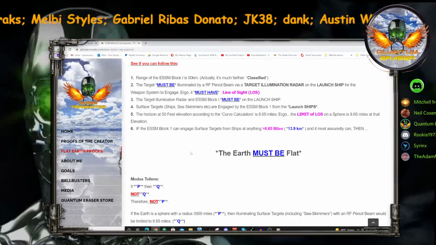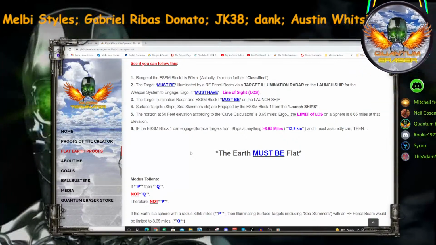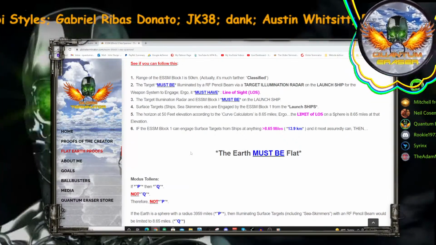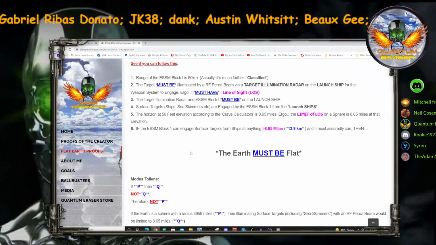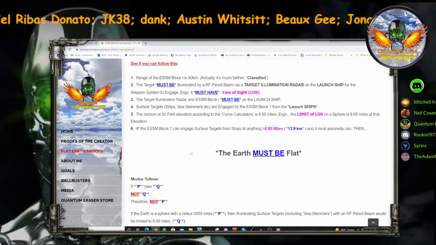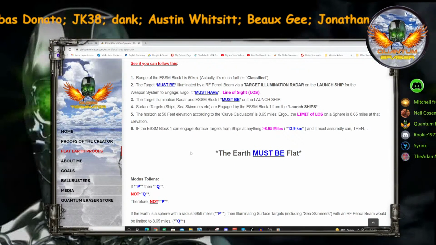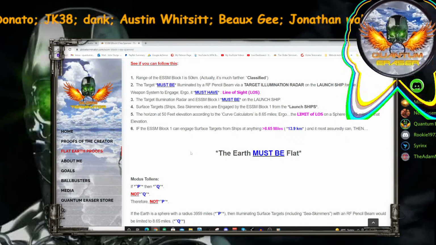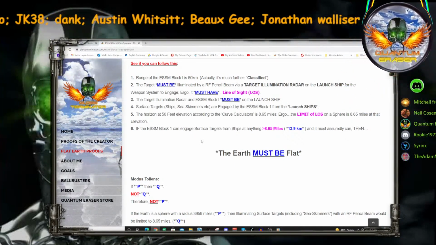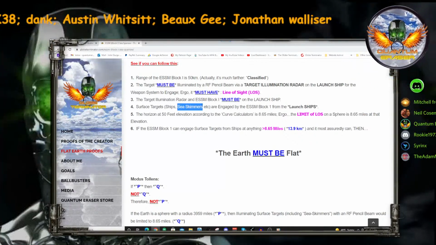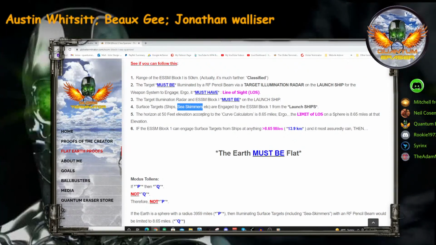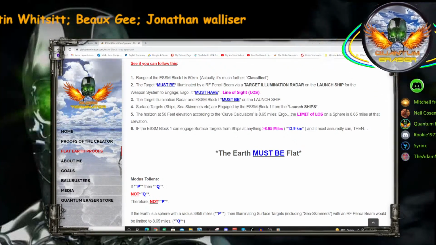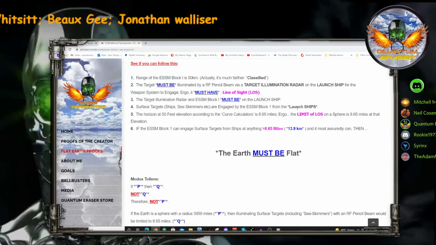The target illumination radar and the Evolved Sea Sparrow missile Block 1 must be on the same launch ship. Must be. That's for the Block 1. Not the Block 2, but the Block 1. I'm going to show you that here in a few seconds. Surface targets, ships, and sea skimmers. See this guy right here. This is the big one. This is what its main mission is, to defeat sea skimmers. Targets are engaged by the Evolved Sea Sparrow missile Block 1 from the launch ship or ships.